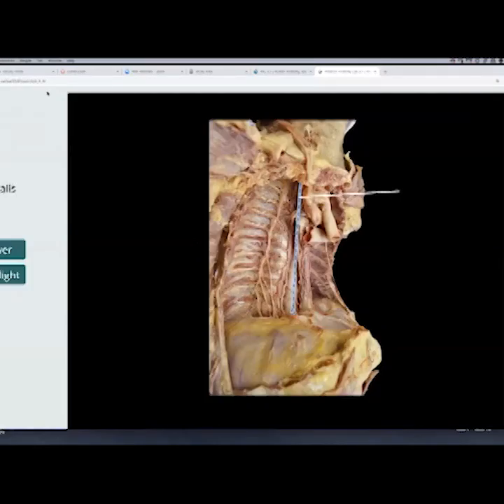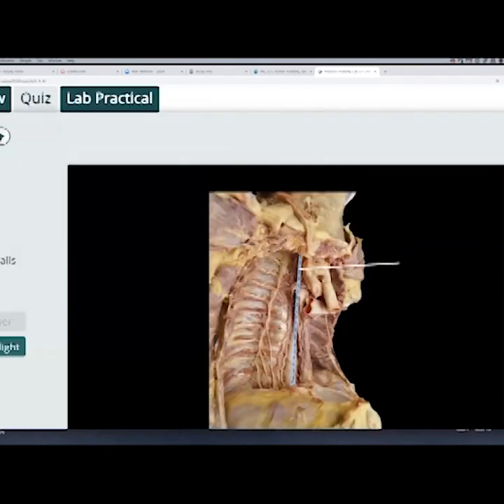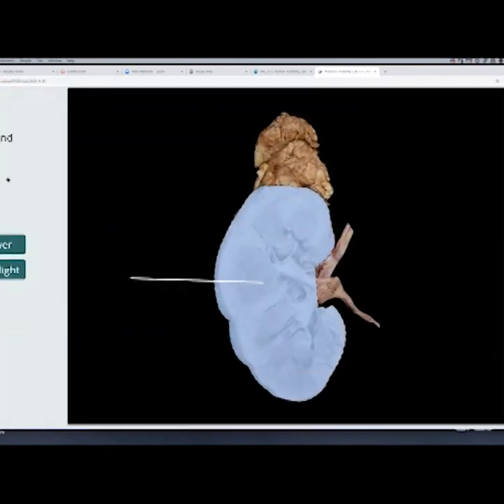All right, so what nerve is highlighted? The phrenic nerve, right? That was the first one. Then number 2 was what organ is highlighted? Oh, it's a little different now. All right, what organ is highlighted? Kidney.